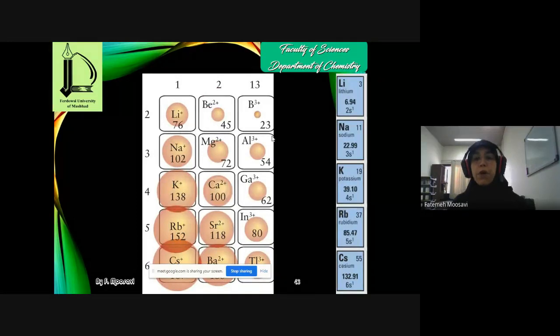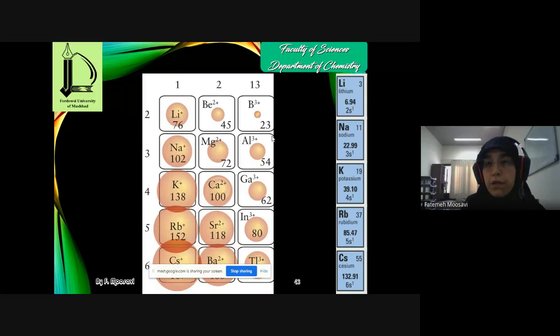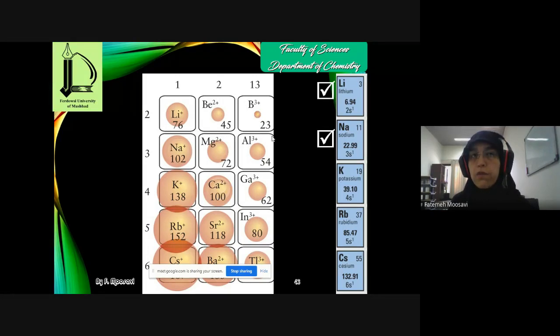This can be made clear by considering these metals. You know that the first group of periodic table are lithium, sodium, potassium, rubidium, and cesium. By going down, we see that the size of the cation increases. So, in the case of lithium and sodium, we see hydrated salts, whereas potassium, rubidium, and cesium, because their cations are larger, do not form hydrated salts.